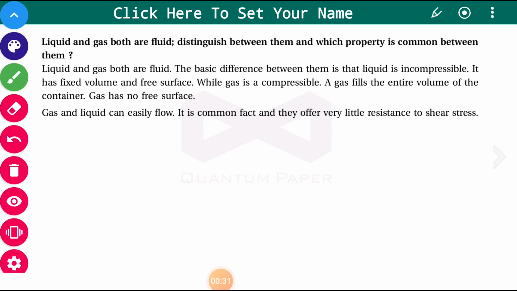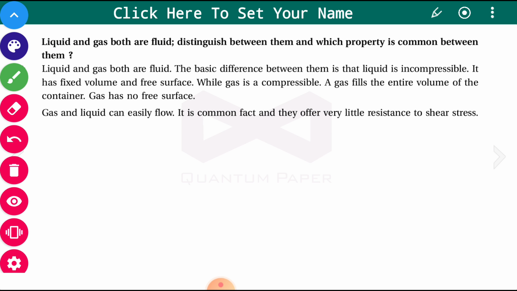Now the second question that comes to our mind: liquid and gases are both fluids, so we have to distinguish between them. Which property is common between them? See, liquid and gas are both fluids. The basic difference between them is that liquid is incompressible. It has a fixed volume and a free surface, while gas is compressible. If a gas is filled in a particular container, then the volume of the gas will be equal to the volume of the container. Gas does not have any free surface. That is the main difference.